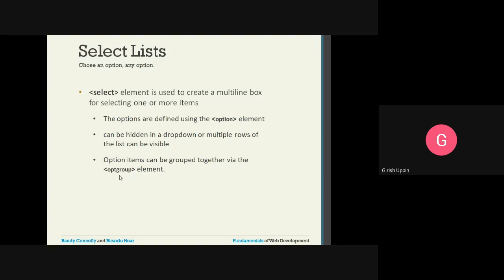Then you will say Asia. Asia is going to be the optgroup. That will not be selectable, but it will act as a group header, a group heading, and under Asia you can list all the countries. We will see that particular example.